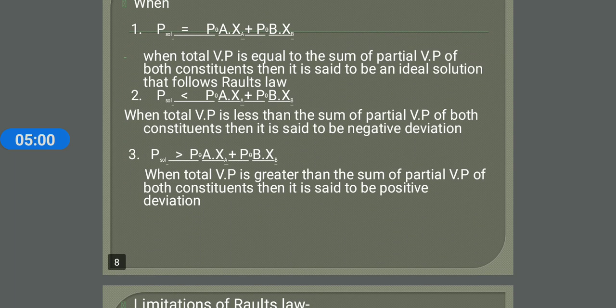When the total vapor pressure is equal to the sum of the partial vapor pressures of both constituents, it is said to be an ideal solution that follows Raoult's law. Second condition: when the total vapor pressure is less than the sum of the partial vapor pressures of both constituents, it is said to be negative deviation. And the third condition: when the total vapor pressure is greater than the sum of the partial vapor pressures of both constituents, it is said to be positive deviation. These are the three types of deviations.